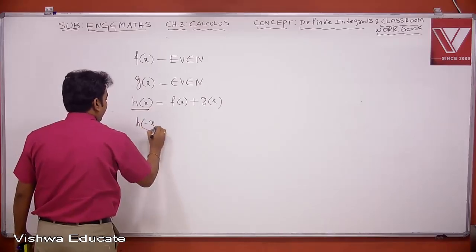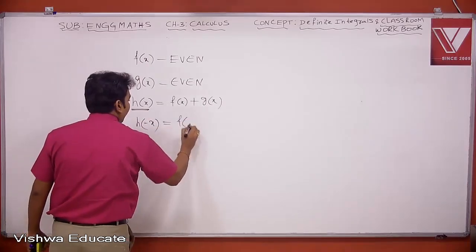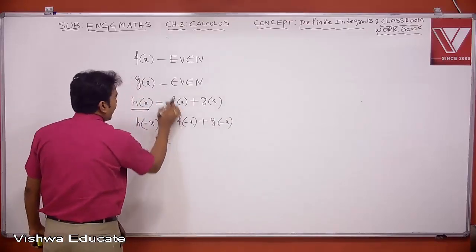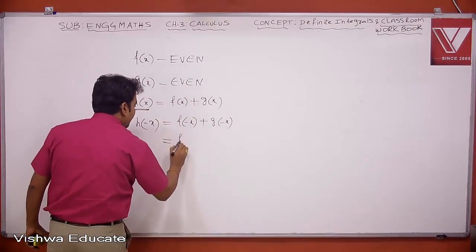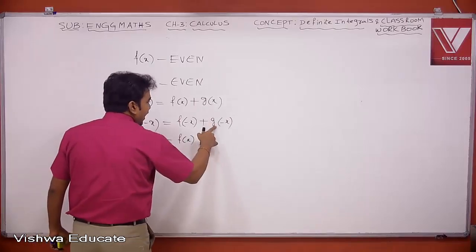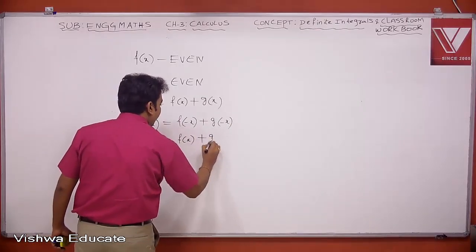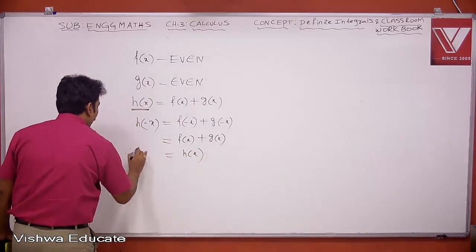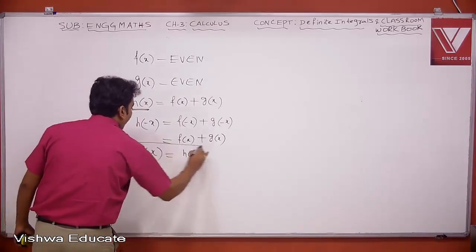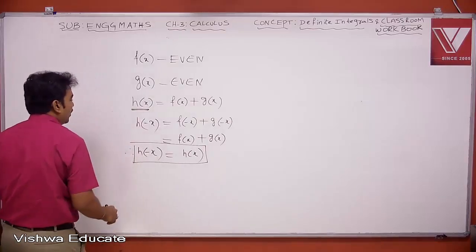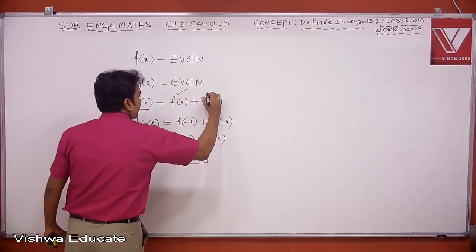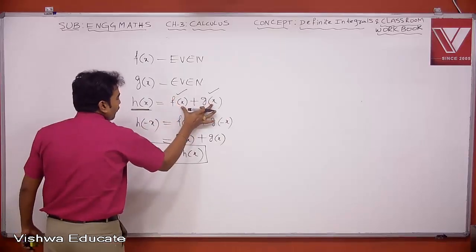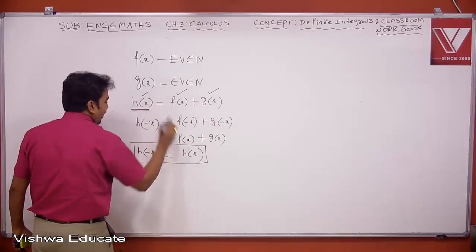So replace x by minus x. This becomes f of minus x plus g of minus x. Here f is an even function, therefore f of minus x becomes f of x. G is an even function, so g of minus x is g of x. So therefore h of minus x is h of x. So we got the result as h of minus x equal to h of x. Therefore since it is even, the sum is also an even function. Therefore the sum of two even functions is again an even function.